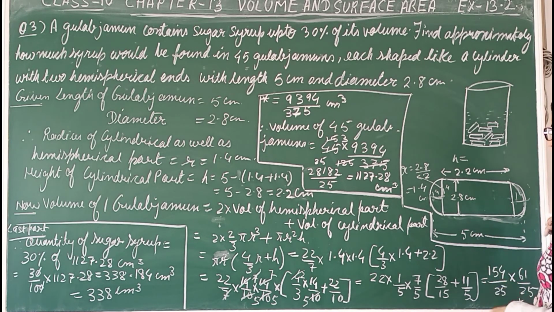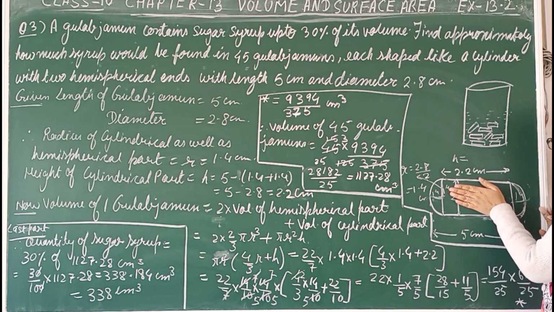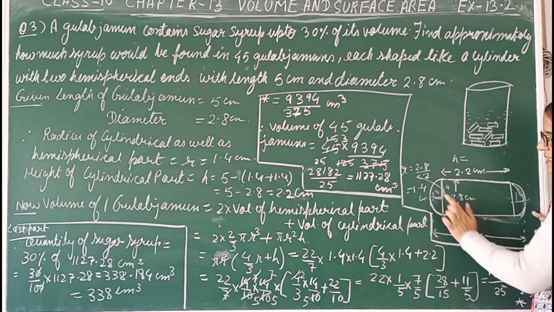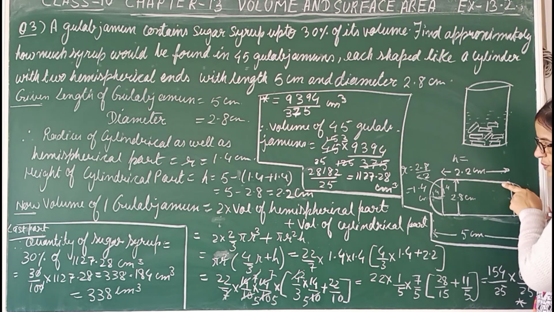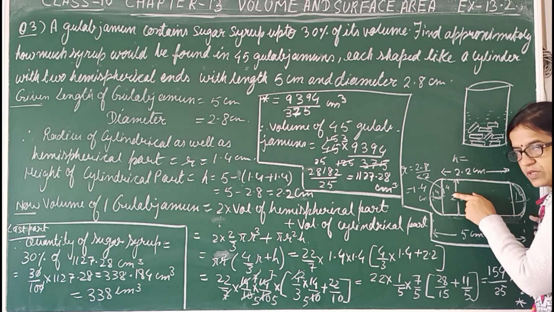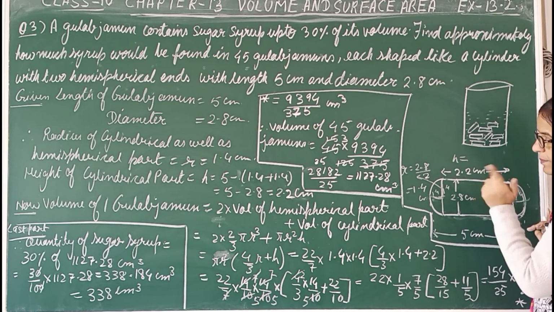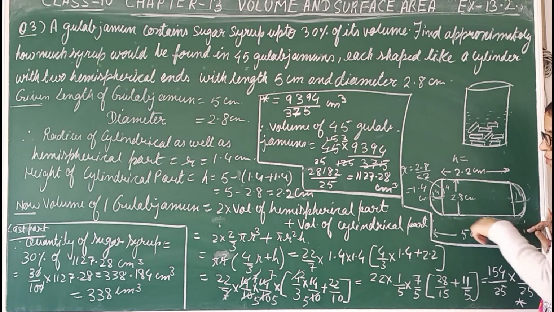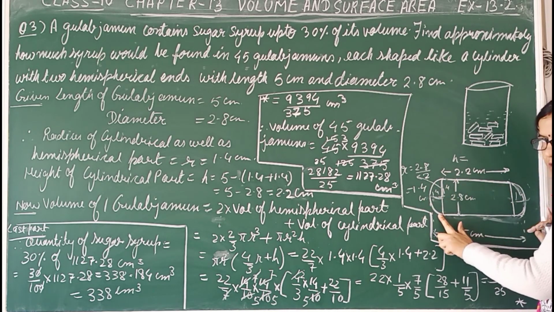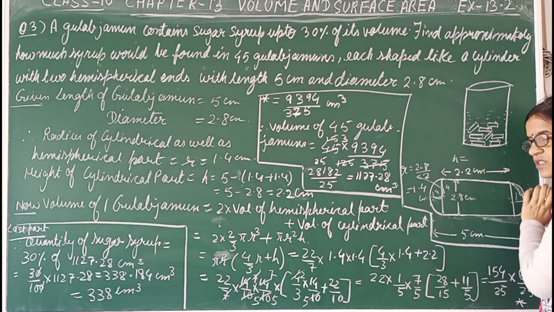So what we will be doing is to find the volume of one gulab jamun, that will be equal to the volume of the cylindrical part with height equal to 2.2 centimeter and radius equal to 1.4 centimeter, plus 2 into the volume of one hemisphere, or the volume of this hemisphere plus the volume of this hemisphere also you can do.